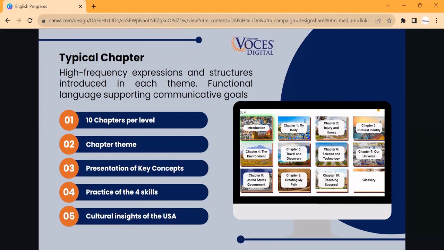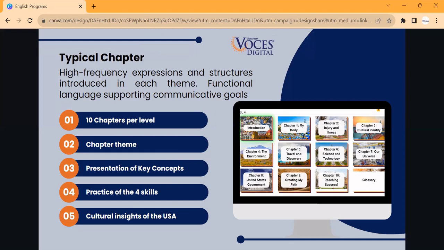So you will see here the 10 chapters, and we also have a glossary at the end that will help teachers and students review the vocabulary that they are covering in a specific class. We also present key concepts for students to have a clear idea what topic they're going to be covering per unit. We practice the 4 skills: listening, reading, writing, and speaking. And as mentioned before, we also provide cultural insights of the USA.